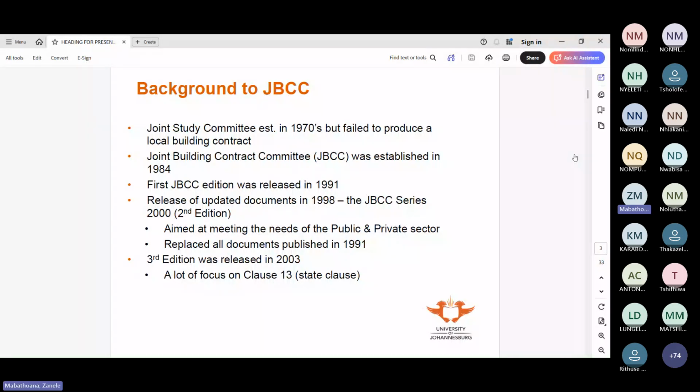Generally, I will go into the historical context of it. So there was a JSC, Joint Study Committee, that was established in South Africa around the 1970s.